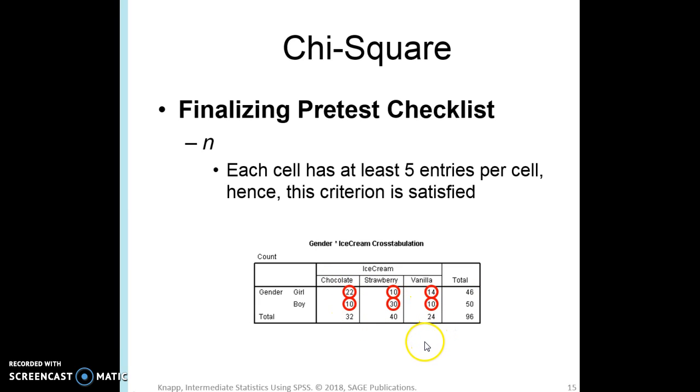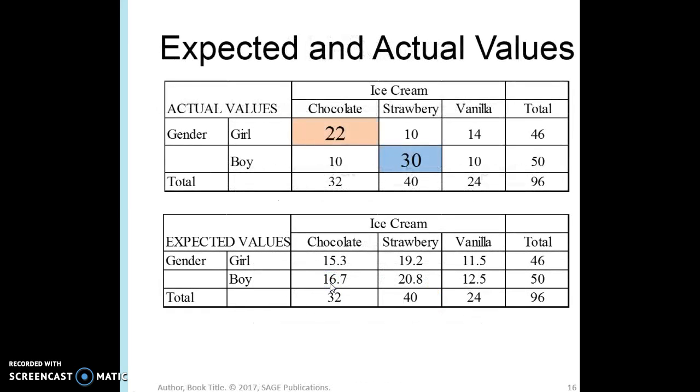And this is what SPSS on the inside is looking at. It's looking at these totals and what these values are, and it's going to be comparing them to something. And here's what it's going to be comparing. You have your actual values. And we can look at that table and say, well, I think that the overwhelming majority of girls like chocolate, and the overwhelming majority of boys like strawberry. But we've got to have that 0.05 level satisfied, so we've got to figure that out.